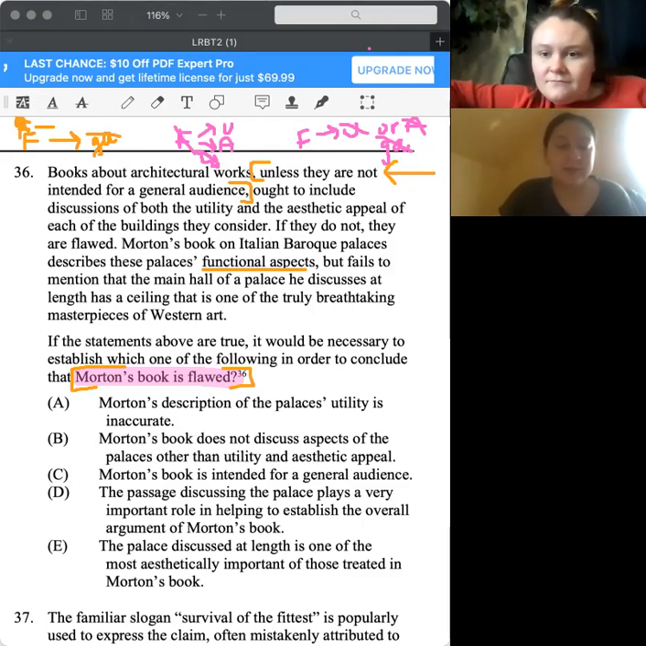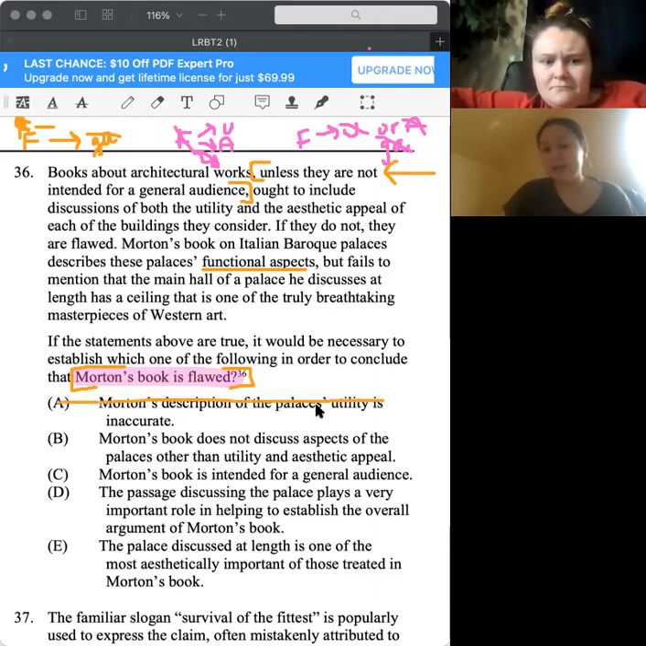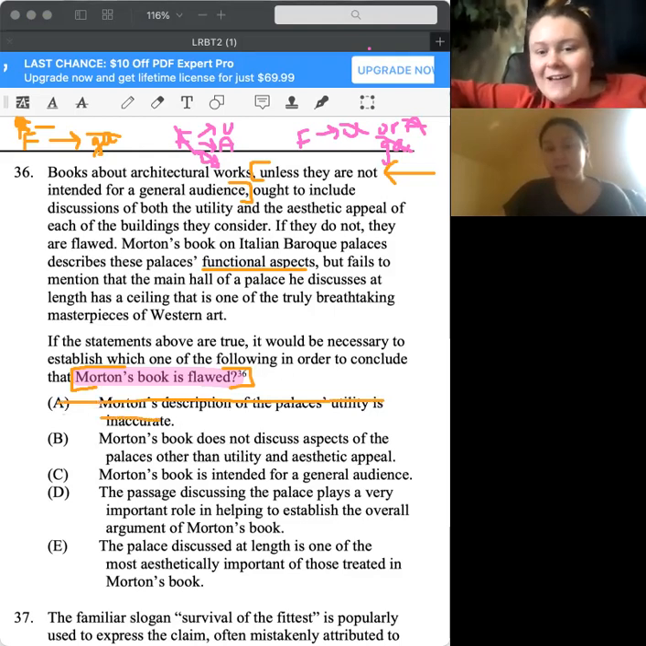Sure. So A says that Morton's description of the palace's utility is inaccurate. I don't know if that does enough for us. Does it need to be true that his utility is accurate for it to be flawed? No, it just needs the general audience thing. That might be sufficient for it to be flawed, but it's not needed.